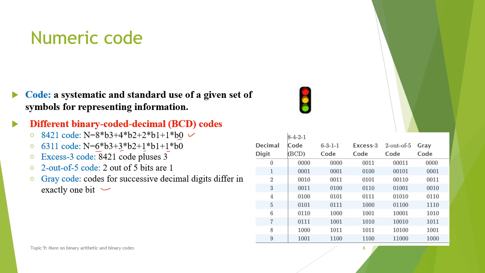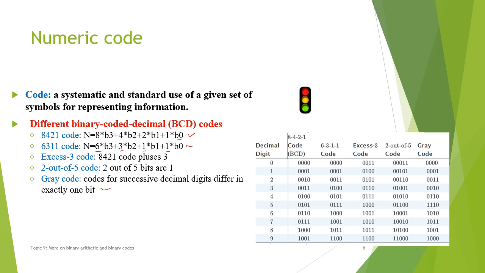Okay. For BCD, we can find the decimal value and the binary value, they kind of match, right? But for 6311, they do not, because they are coded using this formula here. Similar things happen to XS3 code, 2 out of 5 code, and the gray code. Unless you know how this code works, you won't find out the true value it represents.